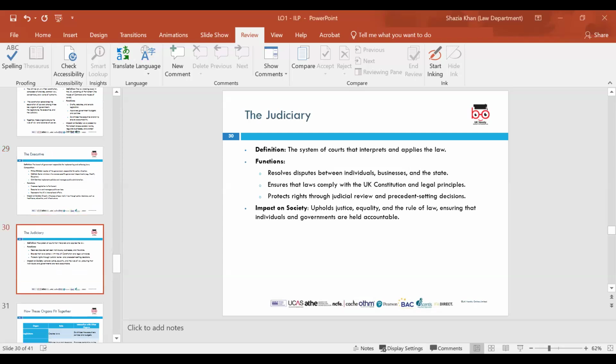And then the judiciary, which is the final organ of the state. They are the judges, the ones responsible for the legal system, interpreting and applying the law, resolving any disputes between individuals, businesses, and the state, ensuring that we comply with the laws as well, and protecting people. Its impact on society is that it upholds justice, equality, and the rule of law, ensuring individuals and governments are held accountable. It can't just make others accountable, it has to make sure that everyone is accountable for what they do.